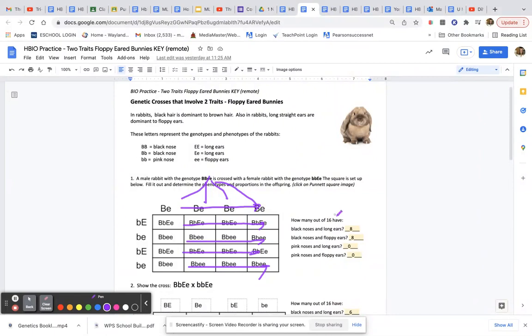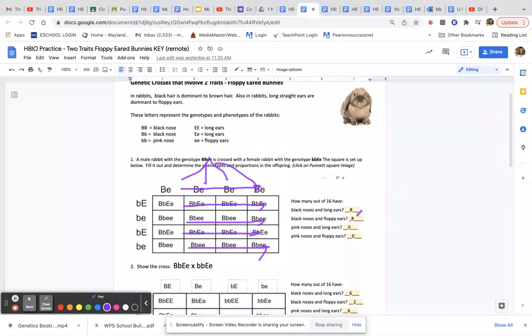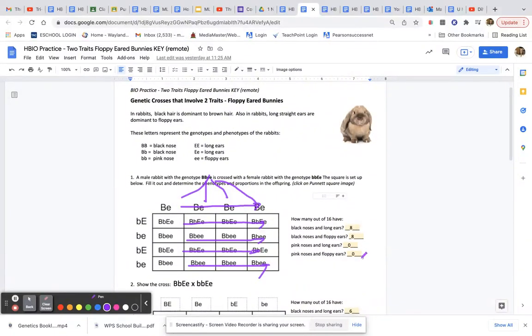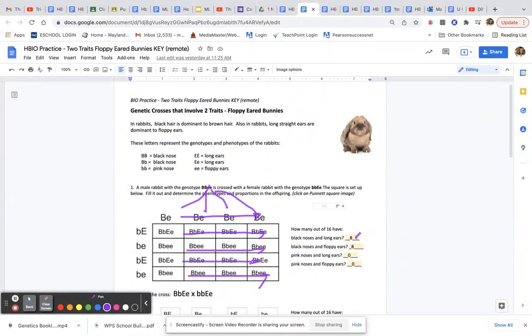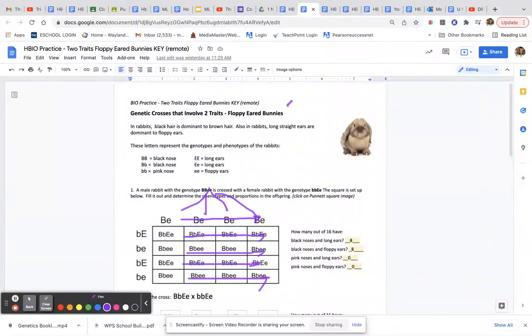And so what you find out of 16 is that you end up with this 8 to 8 to 0 to 0 ratio of the phenotypes. And you could even reduce that to 1 to 1 to 0 to 0 as well. If you're on a quiz, that ratio of 8 to 8 to 0 to 0 or 1 to 1 to 0 to 0 would be equivalent. All right, so that's one I'm going to have you do. And so that's the dihybrid cross.